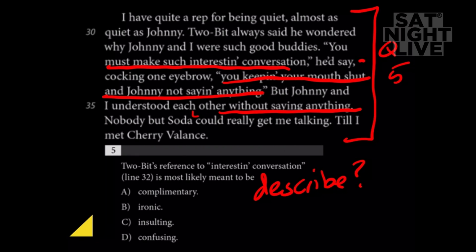Well, now I have a much better idea of what he means by such interesting conversation. Because while he says the conversation's interesting, he's saying the two characters don't talk to each other.